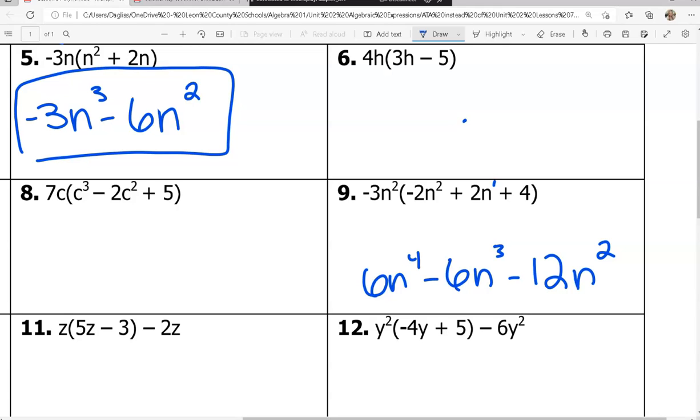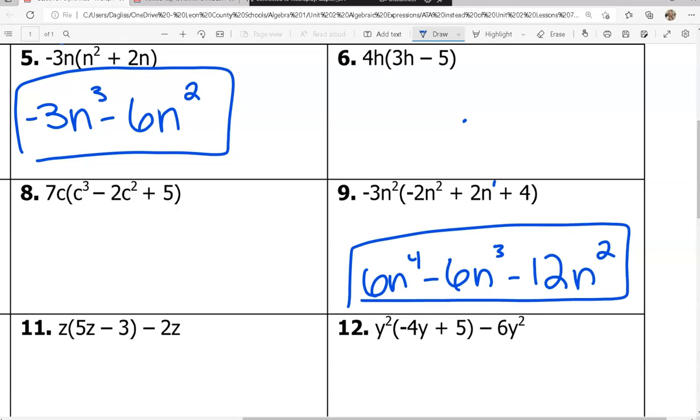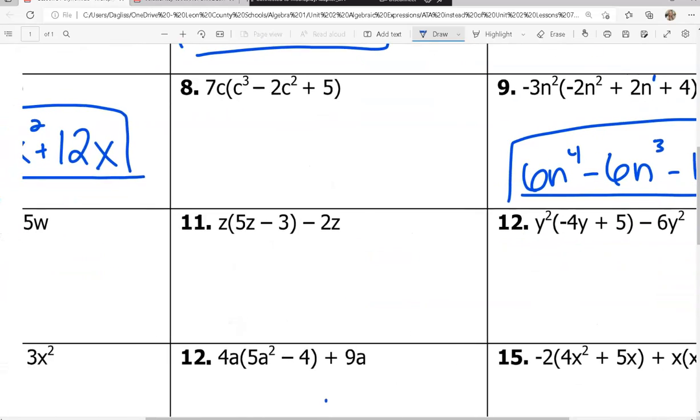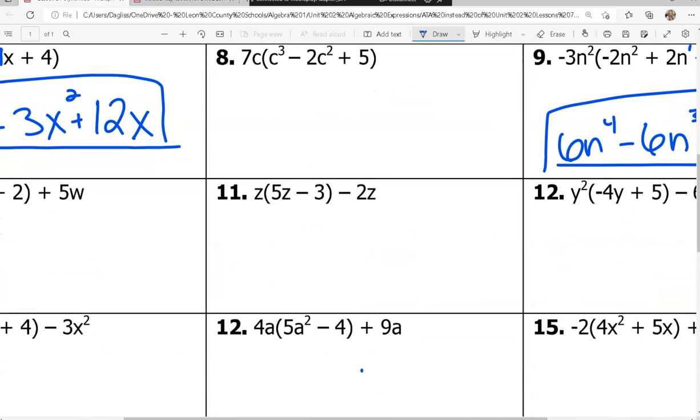Are we cool with -3 and -2 becoming +6? Yes. We're good with our negatives here? -3 and +2 became -6 in the middle. -3, +4 became -12 on the end. We're good? Is it in standard form? Yes. All right, number 11. So yes, 11 will help you with 10 and 12.